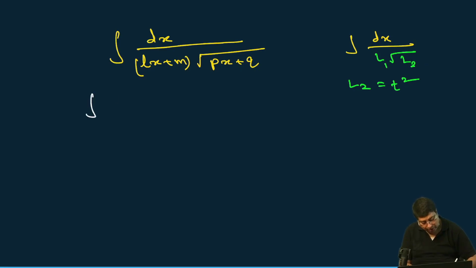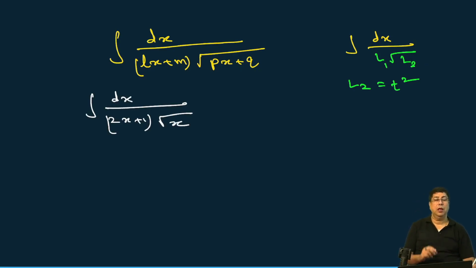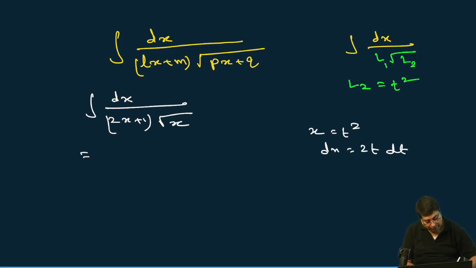Suppose I am giving you one example: dx by (2x plus 1) into root over of x. Constant is not a matter at all. Outside linear, inside linear. Inside equal to, in this case inside is x, inside equal to t square. What will we do? x equals t square. So dx equals 2t dt. So in place of dx we can write 2t dt.